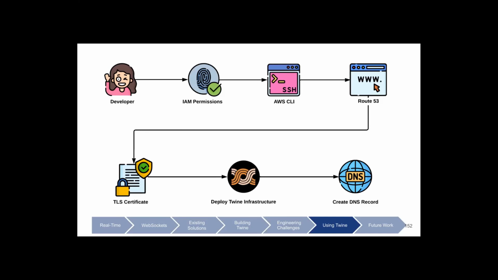Once these steps have been followed, the Twine infrastructure is complete and ready to connect to via the Twine client and server libraries. This approach keeps a developer's sensitive information, like their AWS access and secret keys, private.